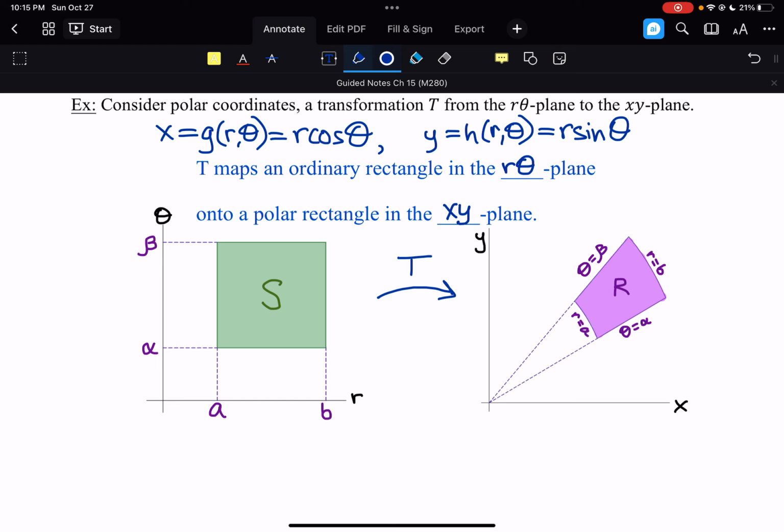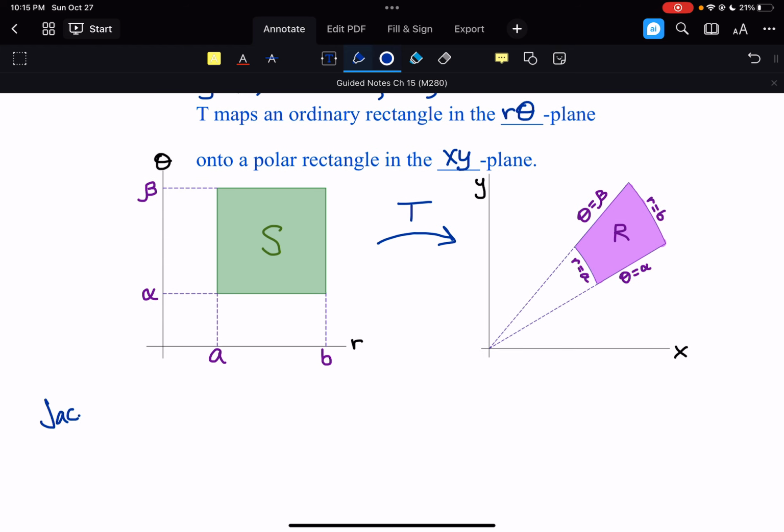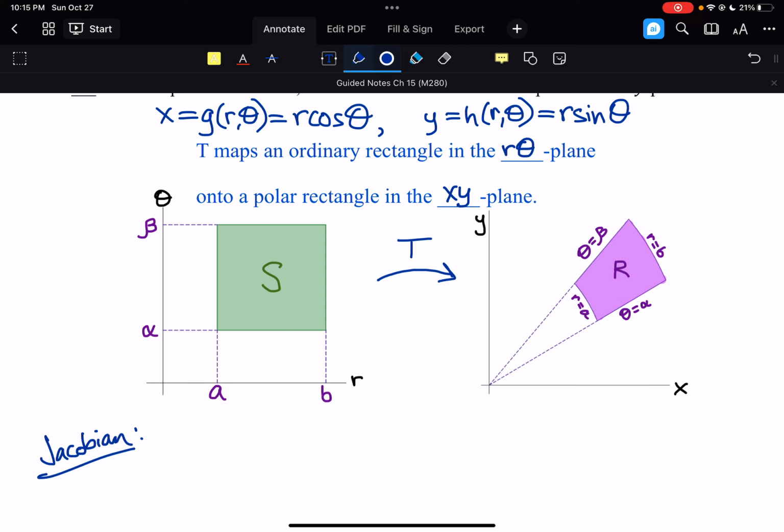Now, if we look at the Jacobian of this transformation, see if I can keep those functions up there. This is partial xy with respect to r and theta.